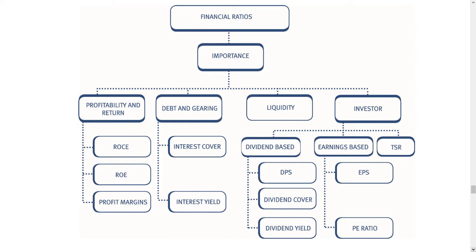ROCE. ROCE means return on capital employed. ROE, return on equity. Profit margins. In profit margins, we have two ratios. One is gross profit margin, the other one is operating profit margin. Okay, the formulas are given. You have to memorize the formula, you have to know the formula, right?